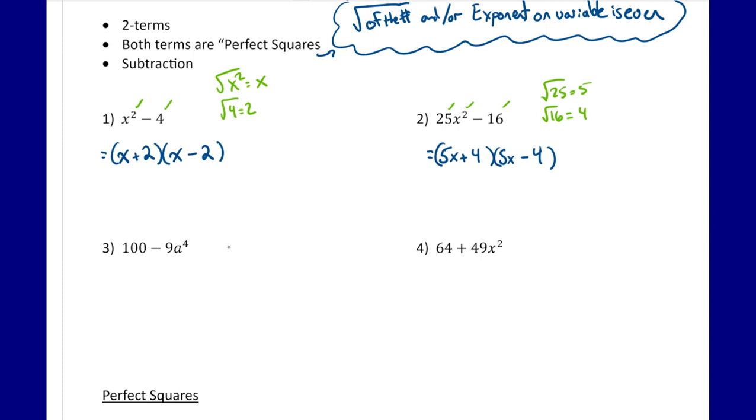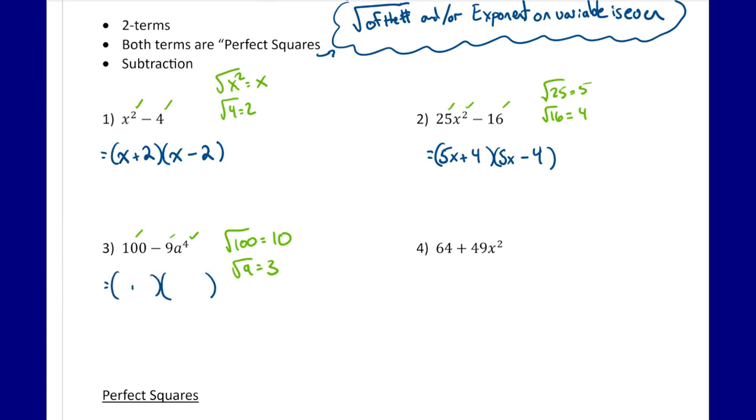Number 3, same idea. Let's check. There are two terms, there's subtraction. I can take the square root of 100, that is 10. I can take the square root of 9, that is 3. And a to the power of 4, so an even exponent, so that's good.